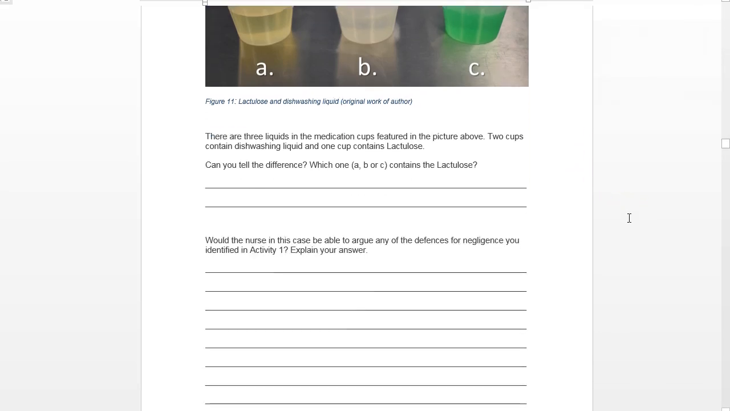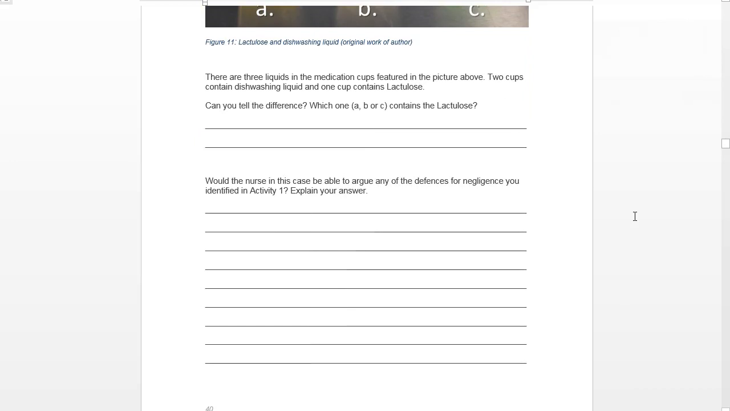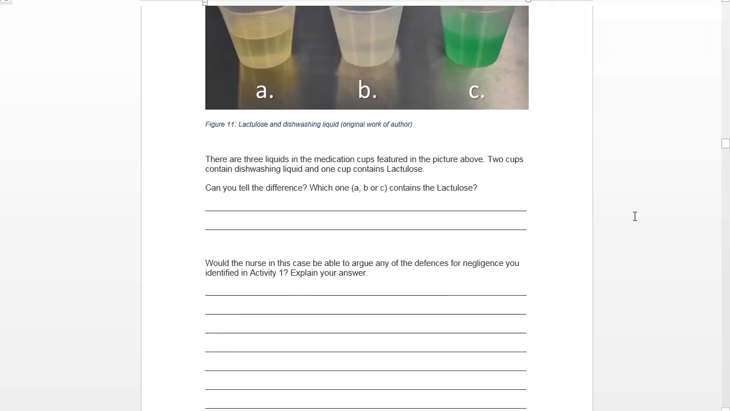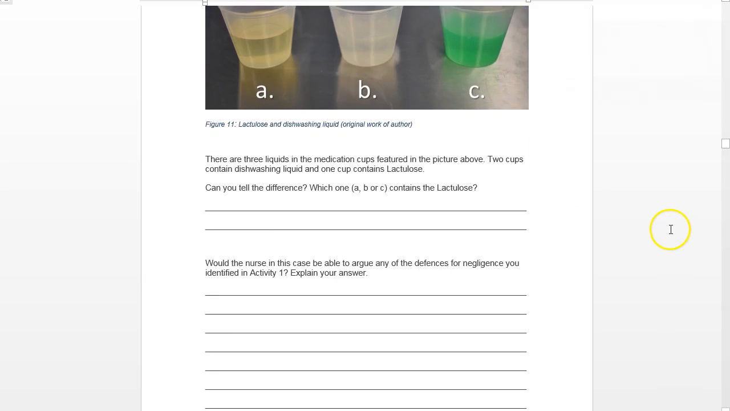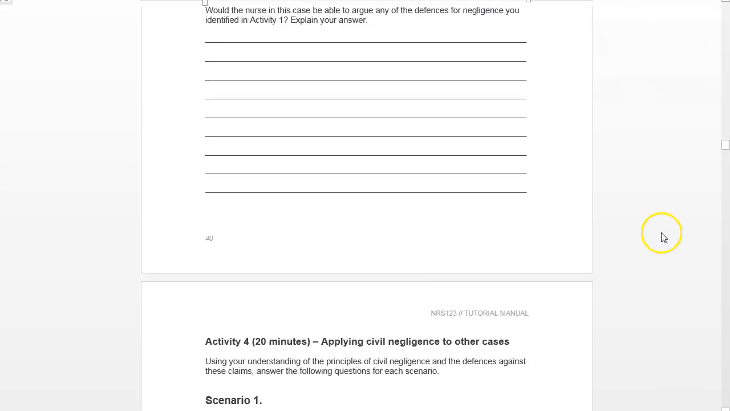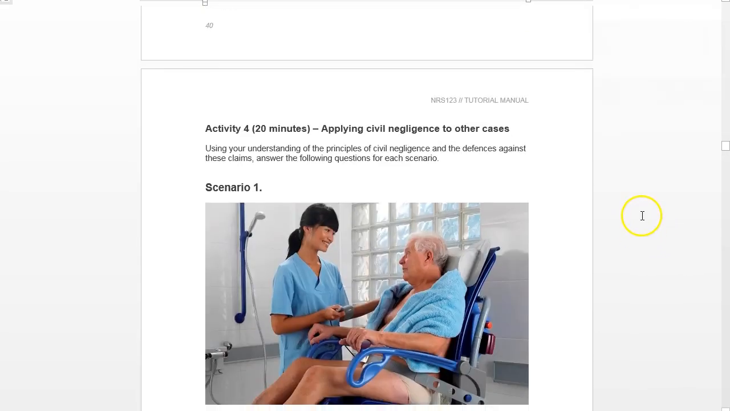So in terms of thinking about the defences for negligence, if you look at this particular picture, I think it depends on what colour the dishwashing detergent is that he gave him. And I think it was actually the C one. I think it was a really absurd colour. It doesn't make it okay. It doesn't mean that the nurse didn't do the wrong thing, but you have to ask why a patient would have swallowed that and then suggested that he thought it was lactulose. So anyway, I just think that's an interesting little story as well.